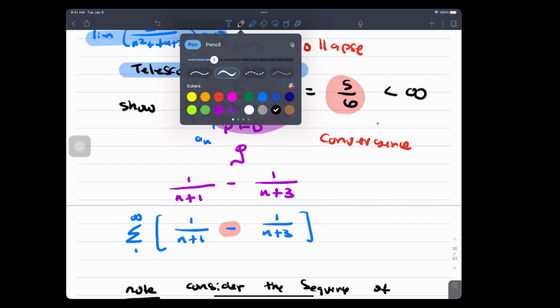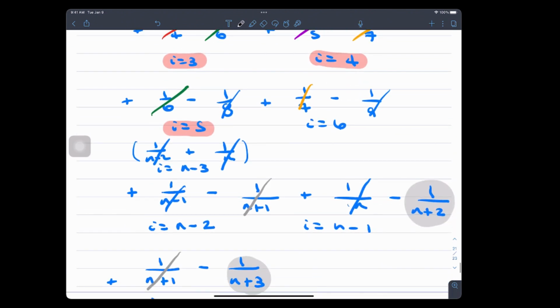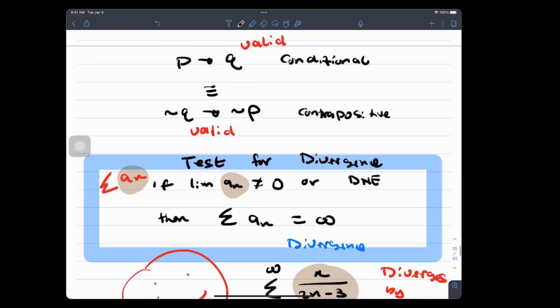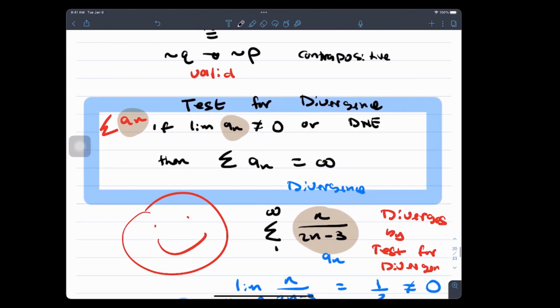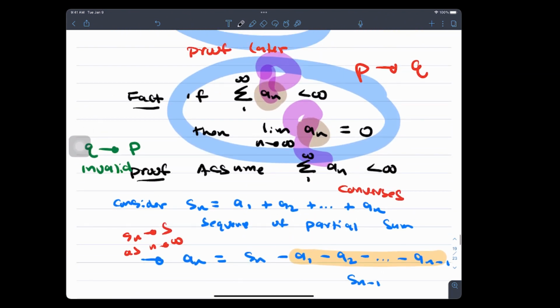Okay? So now here we go. I want you guys to know, I'm going to go back to this statement here again to remind you guys about the logic. Go back to this statement that we proved last time.